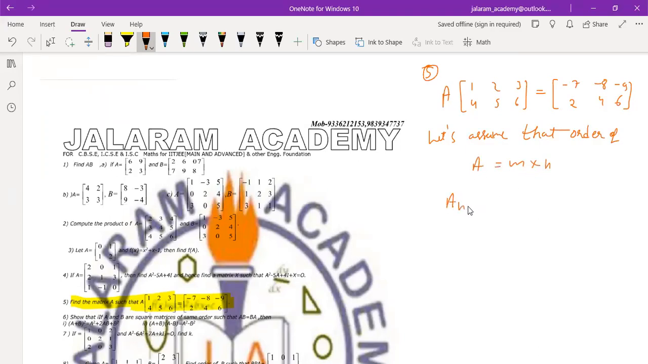So A is m cross n into B, and what is the order of B? It has 2 rows, R1, R2, and how many columns? 1, 2, 3. See, 3 columns. And what is the order of AB? Order of AB is also 2 cross 3. It has 2 rows and 3 columns.